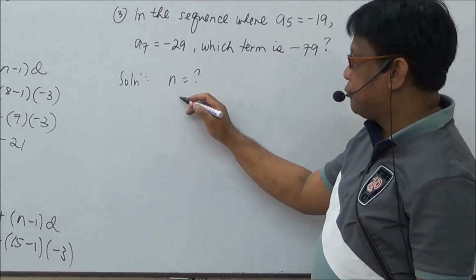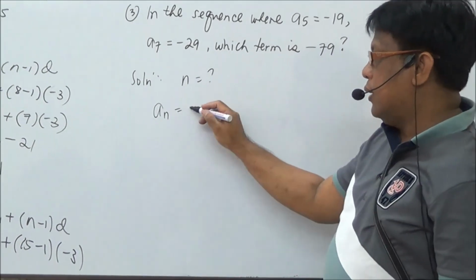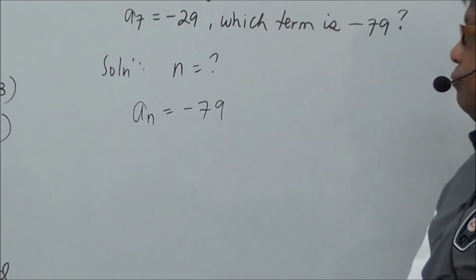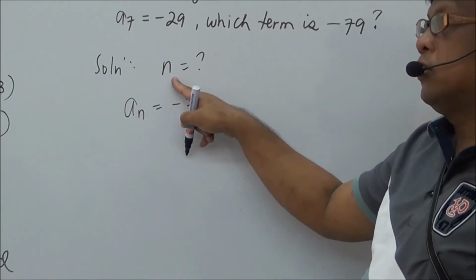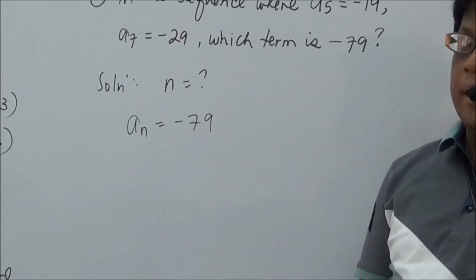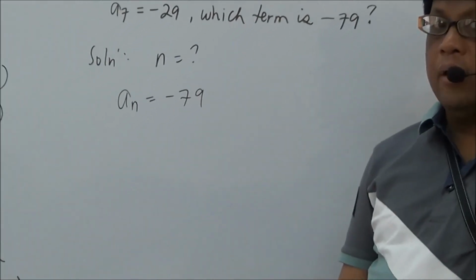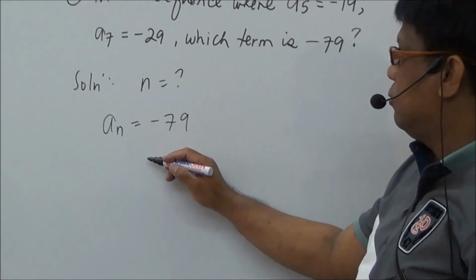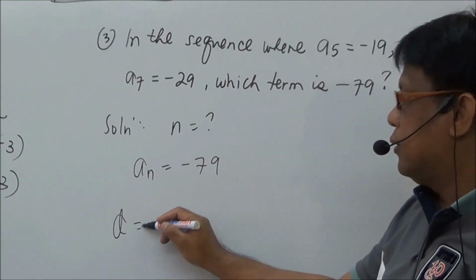Okay? So let us have that. a sub n equals negative 79. Okay? So particularly we are to find the term belonging to negative 79, or the term that belongs to negative 79. Okay? So with that, let us have now first to identify the common difference.